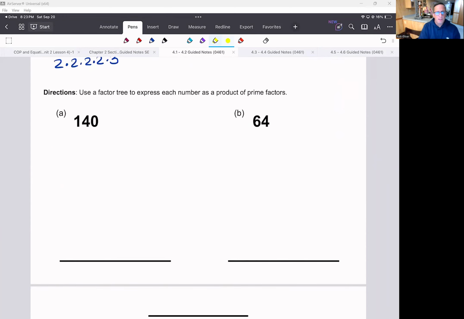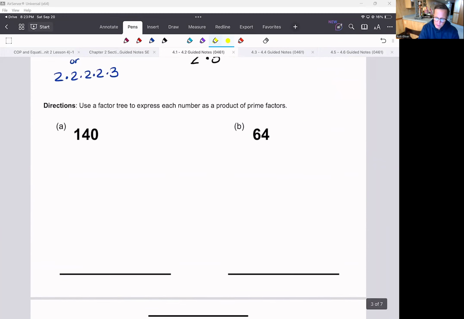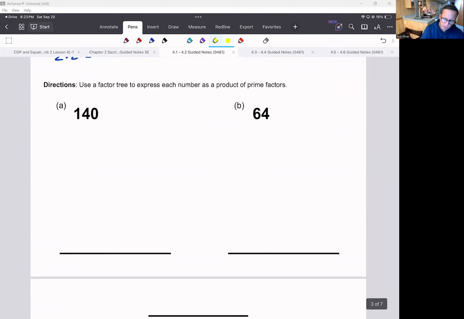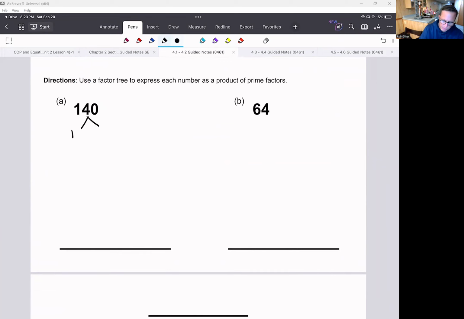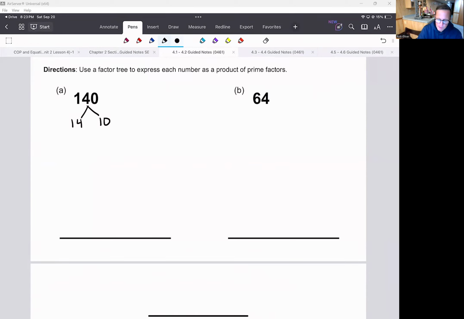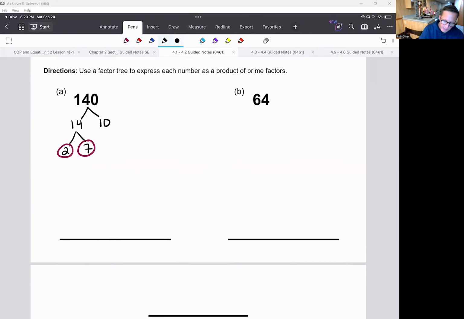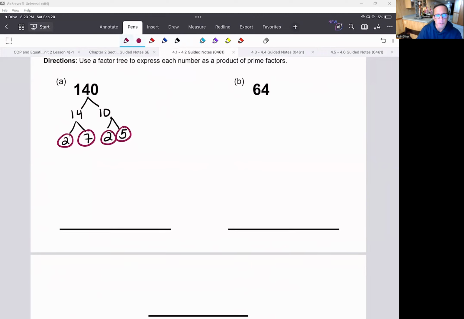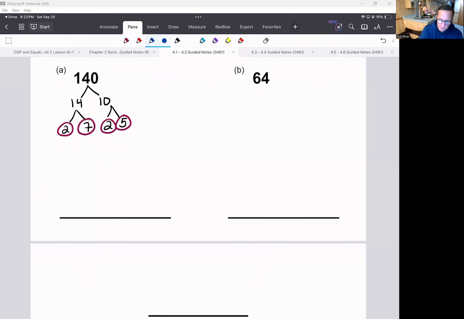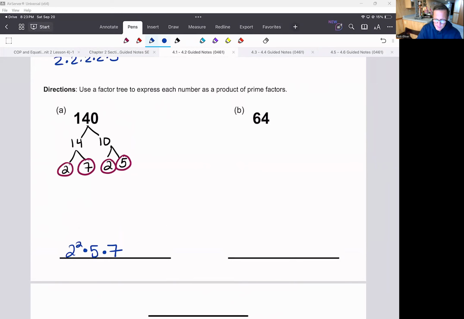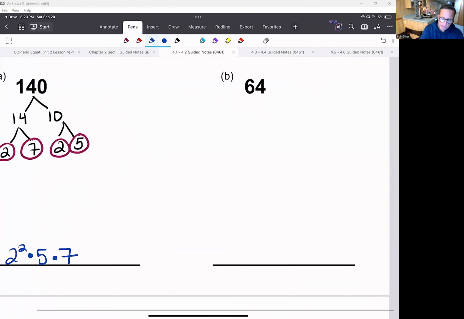All right, so for this one, use factor trees to express each number as a product of prime factors. So let's do this. Let's do 140 is 14 times 10. We can do that. All right, and then 14 is 2 times 7. Now those are both prime, so I'm going to circle those. 10 is 2 and 5. Those are both prime. 2 and 5. Okay? And we end up with 2 squared times 5 times 7. See that?